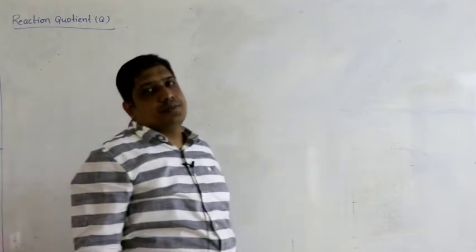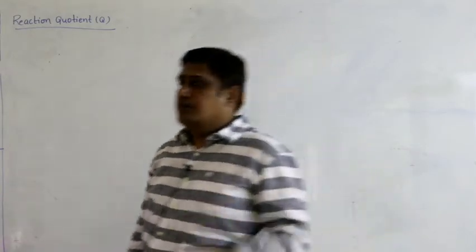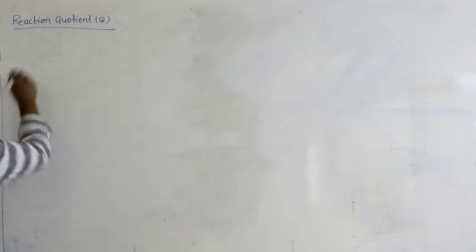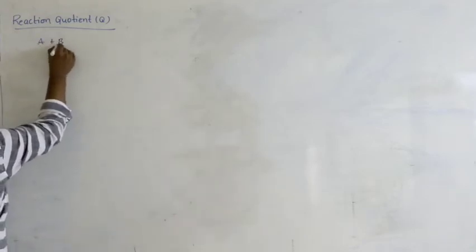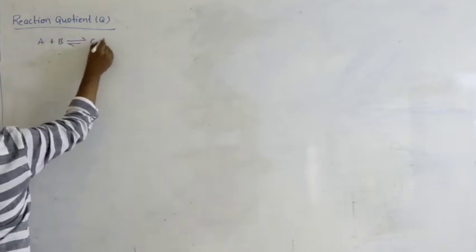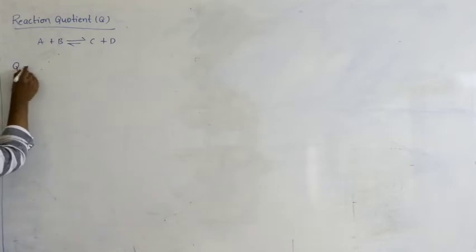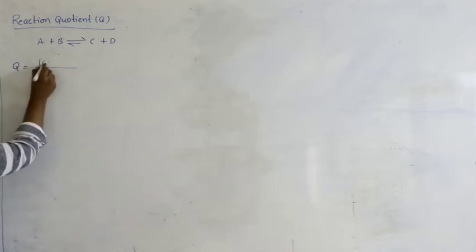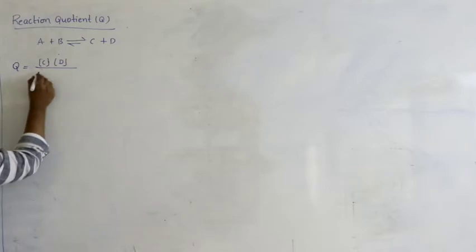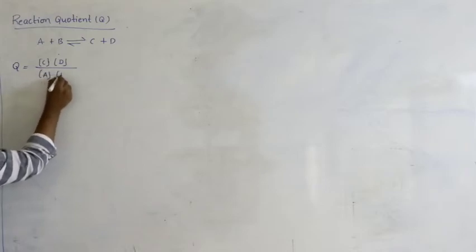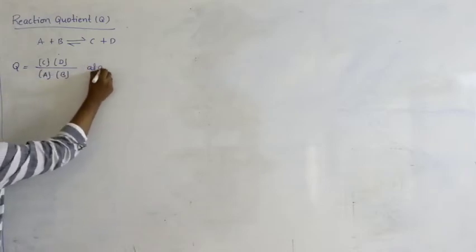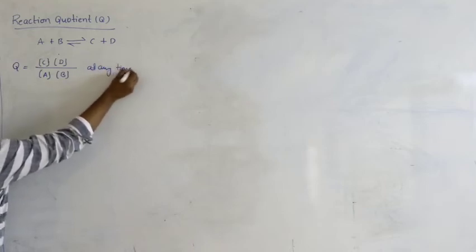Reaction quotient is represented with the letter Q. Let us consider a reaction A plus B in equilibrium with C plus D. What is the reaction quotient? It is represented as Q. It is simply Q equal to concentration of products by concentration of reactants at any time, say at any time t.